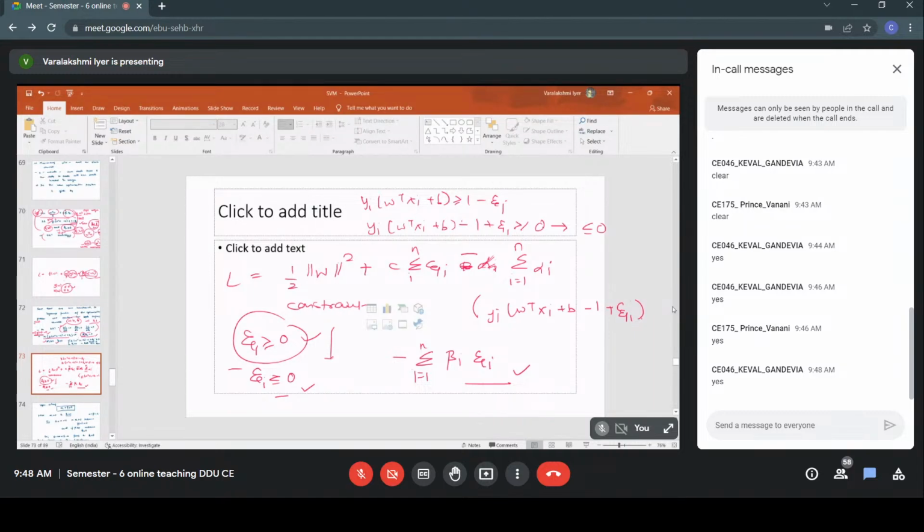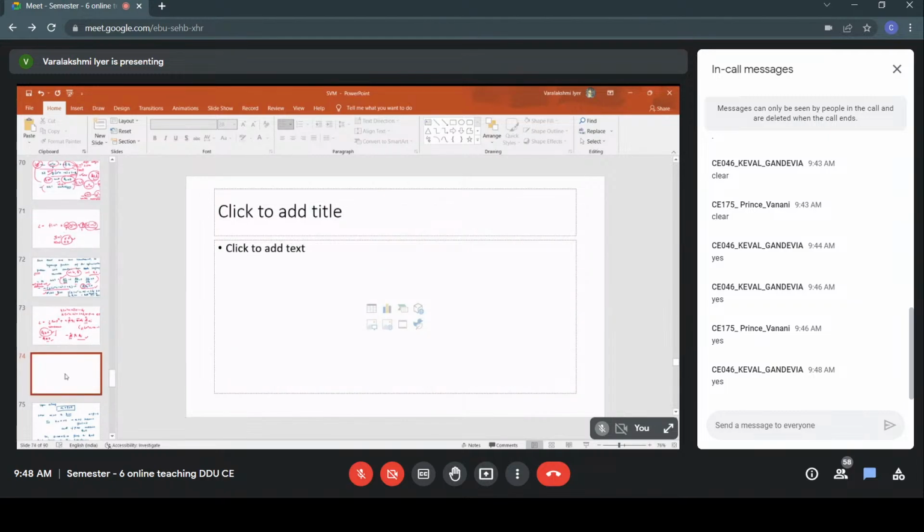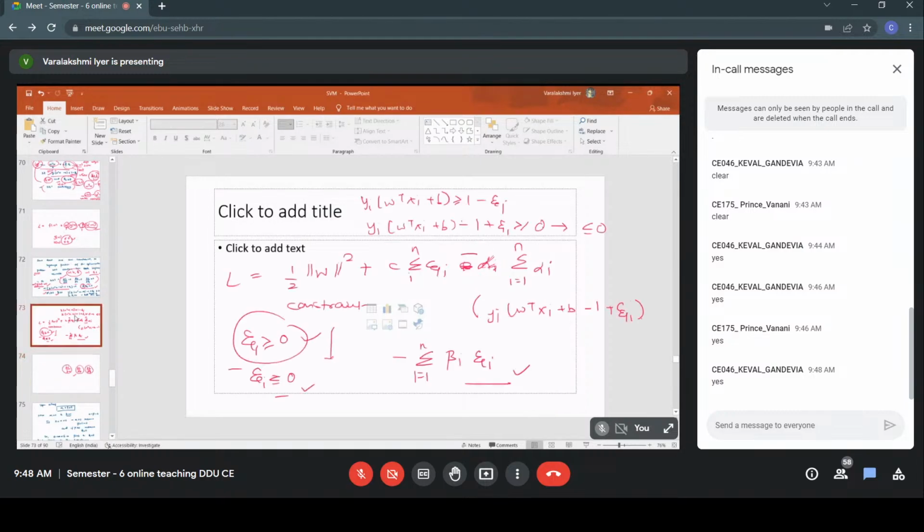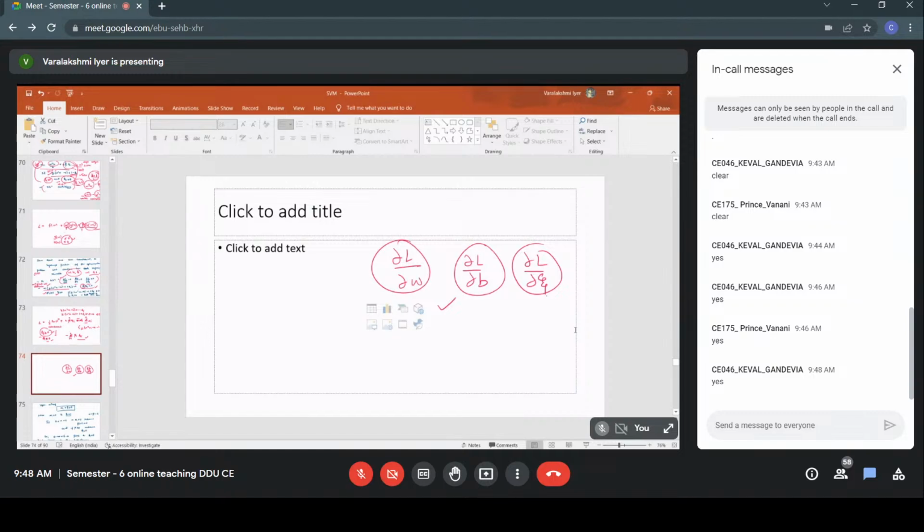I'll give you 2 minutes to solve this partial derivative form. You have to get the partial derivatives del L by del W, del L by del B, and del L by del zeta. I suppose del L by del W and del L by del B will be similar to what we had calculated previously. The only one you have to calculate is del L by del zeta.